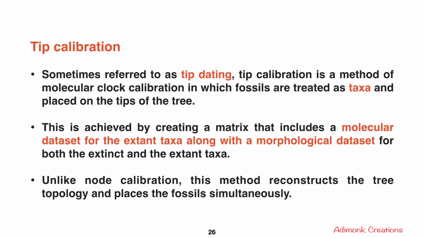Next is tip calibration. Sometimes it is also referred to as tip dating. Tip calibration is a method of molecular clock calibration in which fossils are treated as taxa and placed on the tips of the tree. This is achieved by creating a matrix that includes a molecular dataset for the extant taxa along with a morphological dataset for both the extinct and the extant taxa. Unlike node calibration, this method reconstructs the tree topology and places the fossils simultaneously.